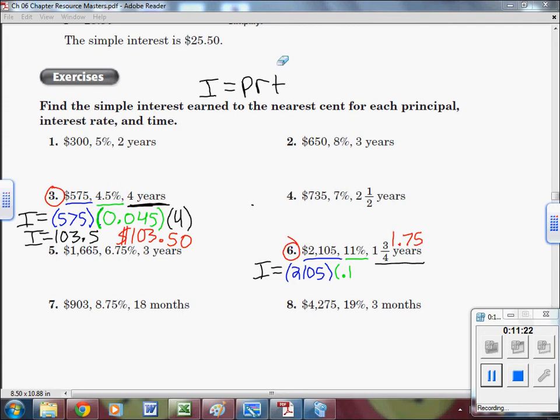11%, as a decimal, is 0.11. Remember, 1.75 for those years. Okay, so let's see. 2105 times 0.11 times 1.75. Okay, that gave me a decimal that's going to need to be rounded. They said round to the nearest cent for a reason, but anytime you're dealing with money, you're going to round to the nearest cent anyways.